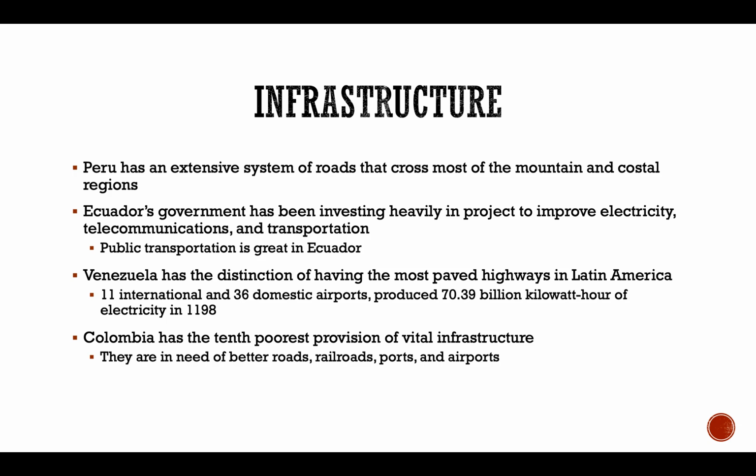Infrastructures. Peru has a very extensive system of roads that cross most of the mountains and coastal regions, and so they're known for their extensive road systems and how well everything is run. Ecuador's government has been investing heavily in projects to improve electricity, telecommunication, and transportation. Public transportation is greater in Ecuador than private transportation. Venezuela has the distinction of having the most paved highways in Latin America. They also have 11 international and 36 domestic airports and produce about 70 billion kilowatt hours of electricity.